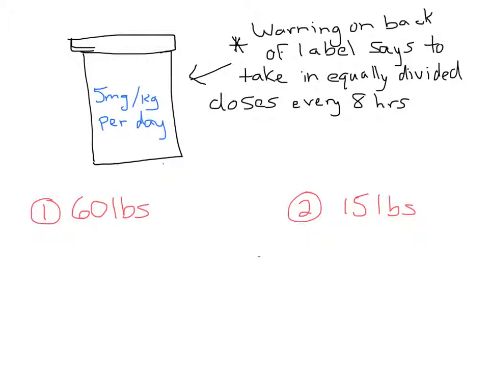So what I've got on the screen here is a particular drug. It doesn't matter what the drug is, and you can see on the label that it says that anybody who's taking this drug can take 5 milligrams per kilogram per day. It also says there's a warning on the back of the label, and please excuse the handwriting, I'm trying to draw this with my finger and it's not very good, but it says to take in equally divided doses every 8 hours.